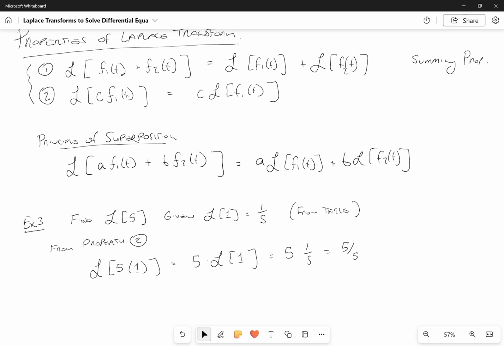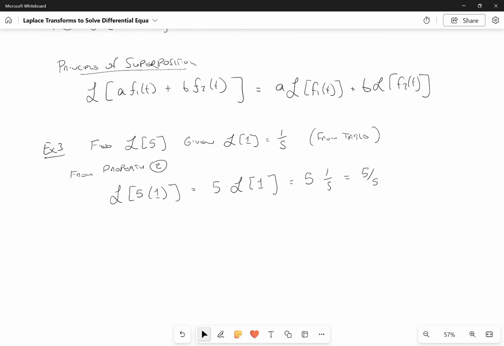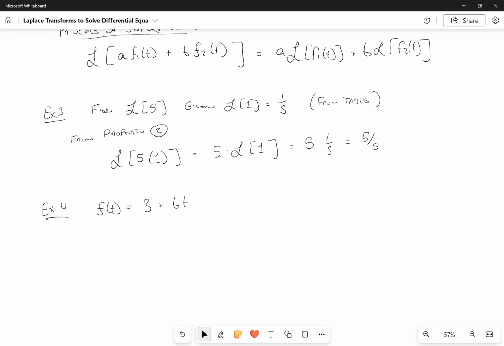All right, let's take a look at another example that has more in it. Okay, so example number 4. Let's say that we have a function that is, I don't know, 3 plus 6t. Find the Laplace of f of t. Find the Laplace of this. So the Laplace of f of t.